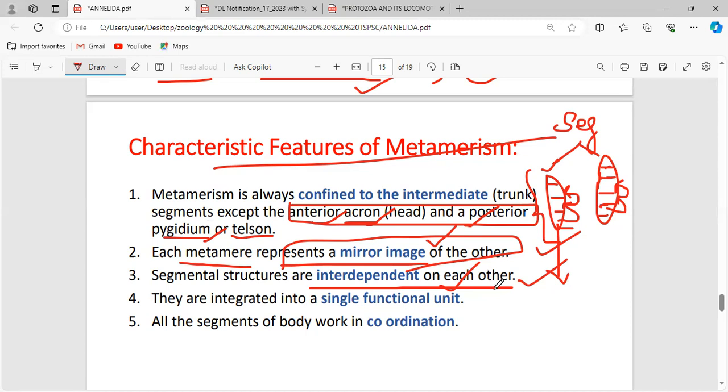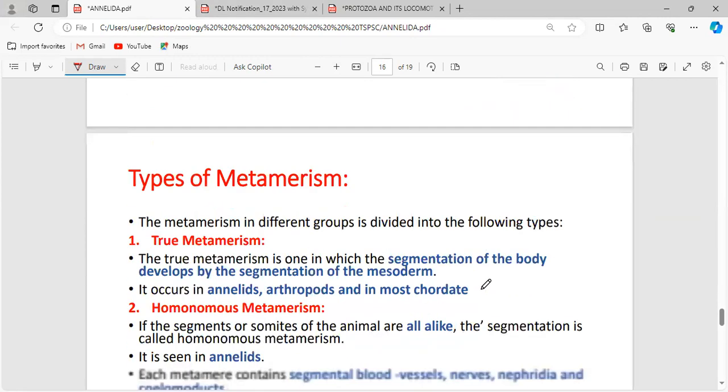Here in phylum annelids, the segments are interdependent on each other. That is what I'm trying to say. But there are also segments which are not dependent on each other. They are integrated into a single functional unit. All the segments of the body work in coordination. That is why we are saying interdependent on each other.